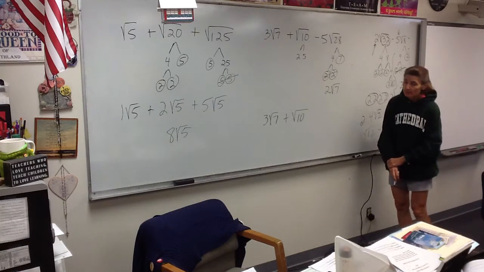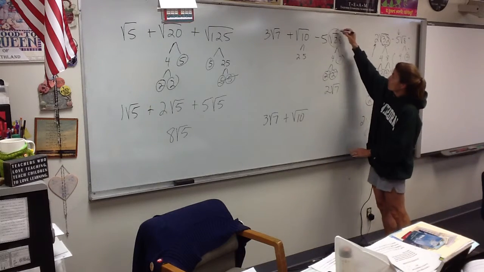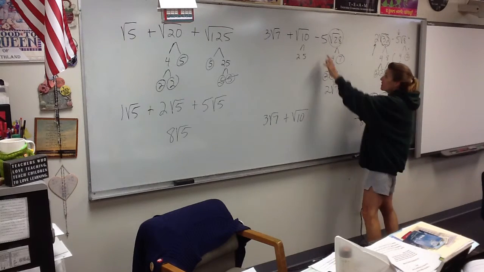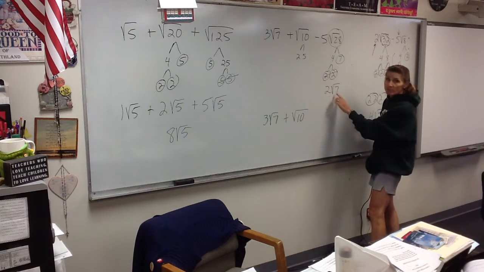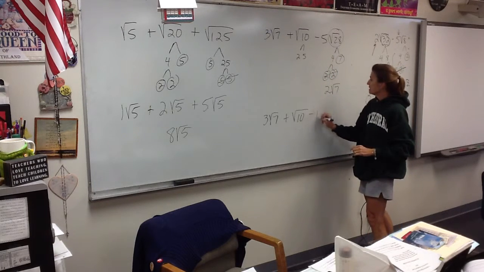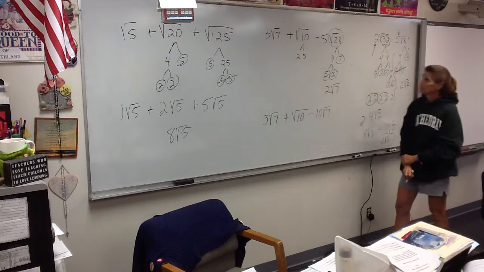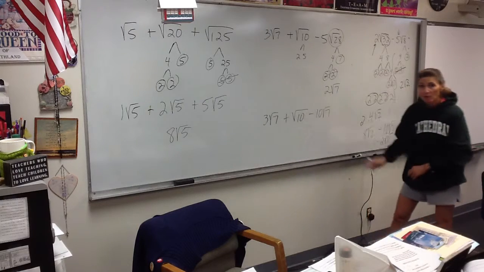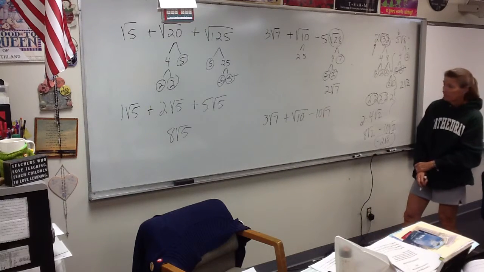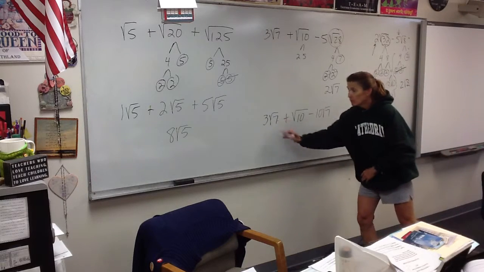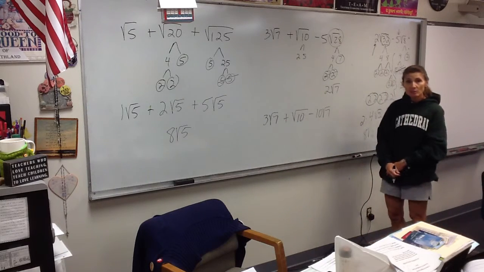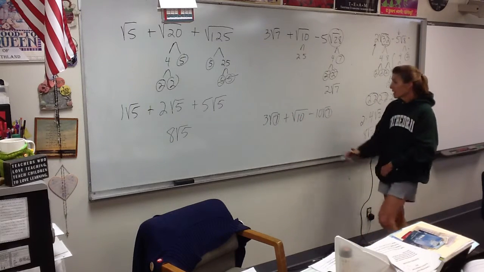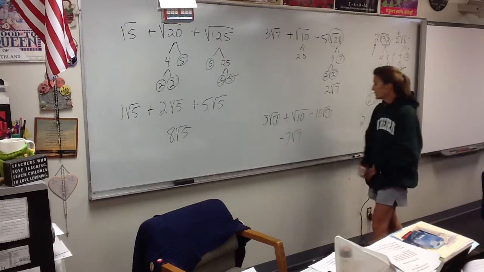Be careful. That 2 root 7, which is the square root of 28, is being multiplied by negative 5. So if I take negative 5 times 2 root 7, that's going to give me negative 10 root 7. Now everything is simplified, broken down as far as it can be. Does anything add? Well, look, you have a 3 root 7 and a minus 10 root 7. They have the same radicand, so they can add. That will be negative 7 root 7.